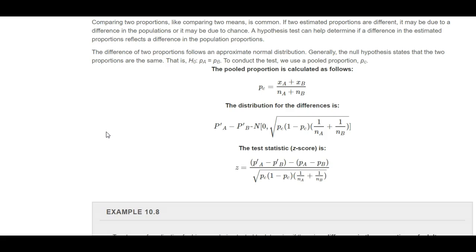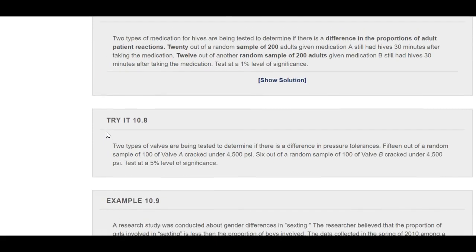So let's run through an example. Two types of medications for hives are being tested to determine if there is a difference in the proportion of adult patients' reactions. 20 out of the random sample of 200 adults given medication A still had hives 30 minutes after taking the medication. 12 out of another random sample of 300 adults given medication B still had the hives 30 minutes after taking the medication. Let's test this at a 1% level of significance.